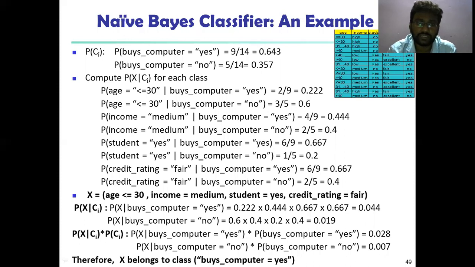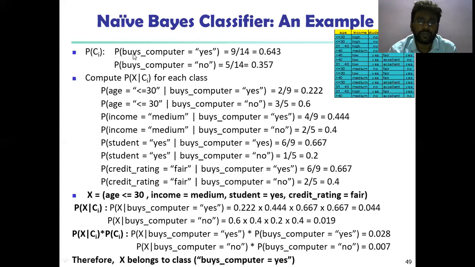For example, look here: P of Ci, that is P of buys computer equal to yes, is equal to 9 by 14, which is 0.643. Why 9? In this data set, the yes values are 9 and the no values are 5, so 9 plus 5 is 14. We have a total of 14 tuples, of which 9 are yes values and 5 are no values.